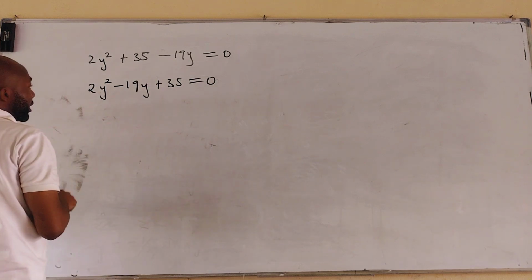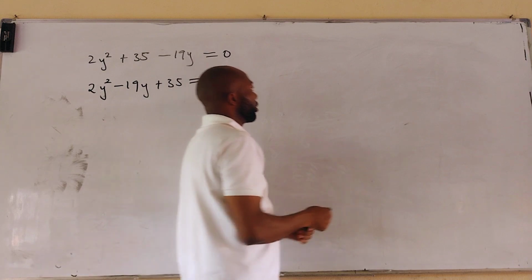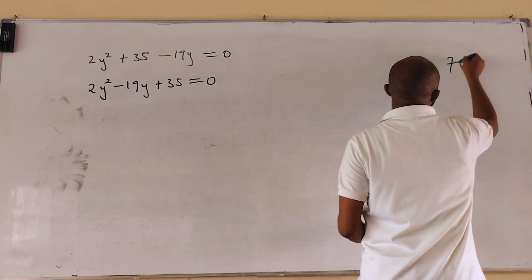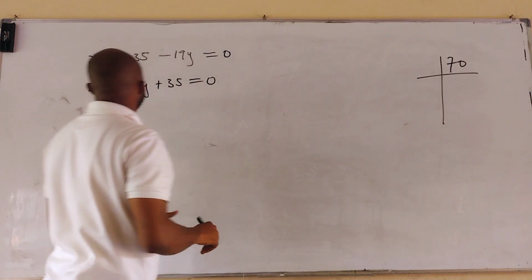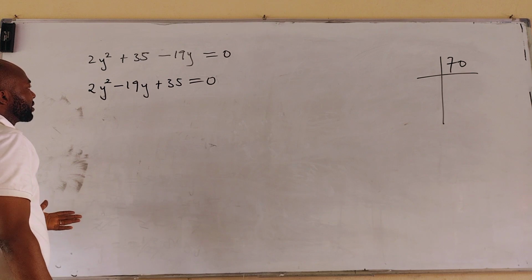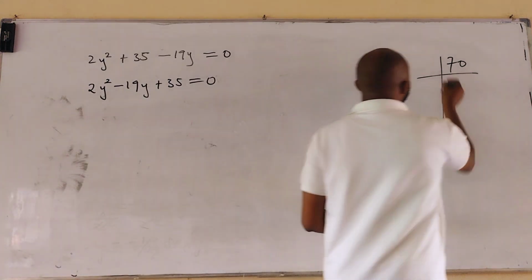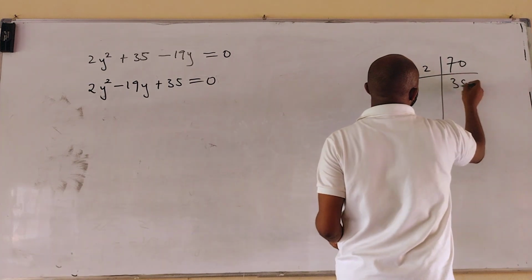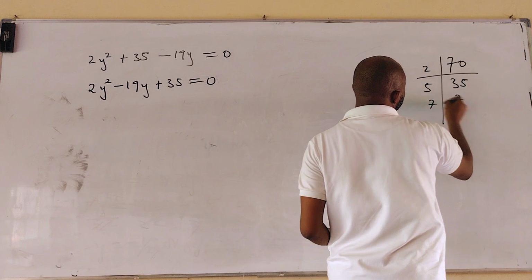So we go again. 2 times this is 70. So this is my 70. Looking for two numbers that when we add them, we have minus 19. When we multiply them, we have 70. So let's look for the factors of 70. 2 goes here will give us 35. 5 goes here will give us 7. 7 goes here will give us 1.